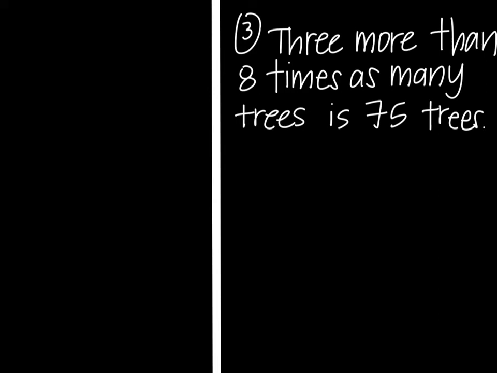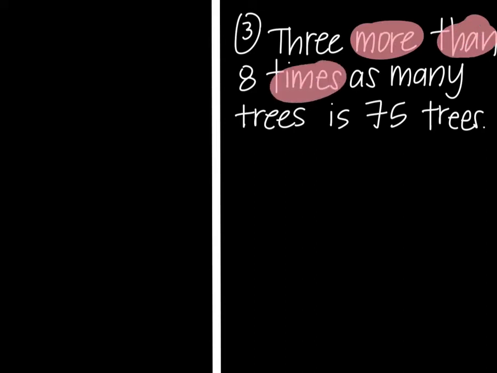Alright, number 3. 3 more than 8 times as many trees as 75 trees. So more is a key word. Than's a key word. Alright, so more is add. Than means we'll switch the order. Times is multiplication. Is equal. Alright, so 8 times as many trees, we'll say 8t for trees.